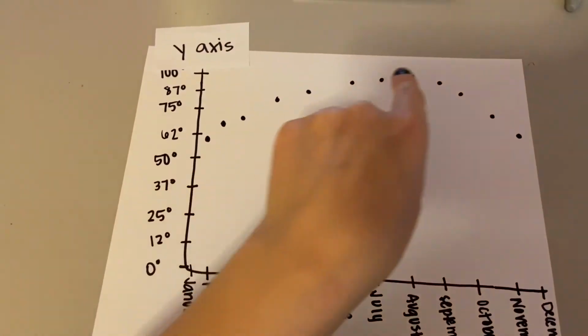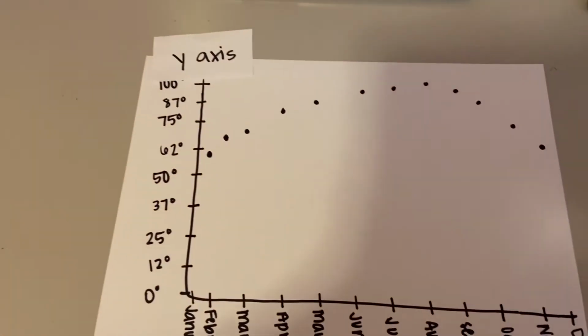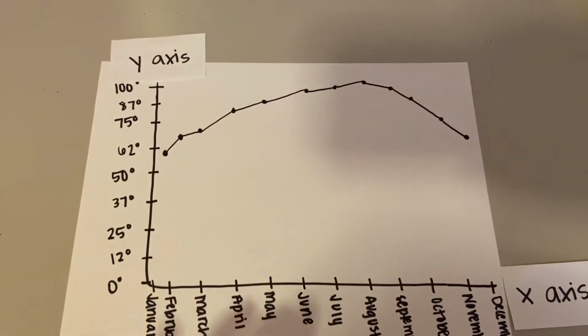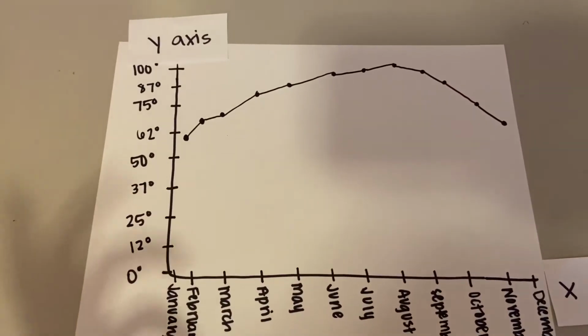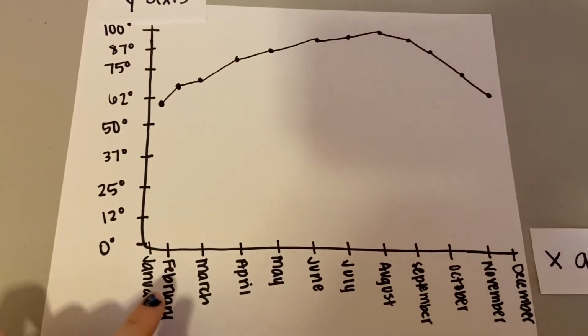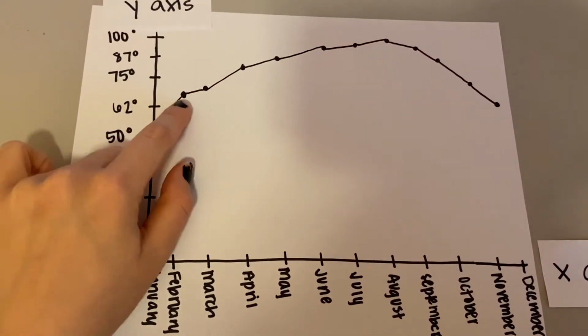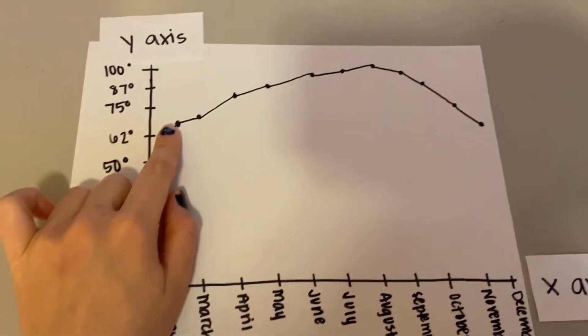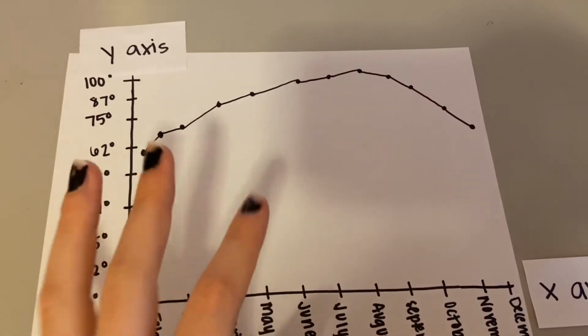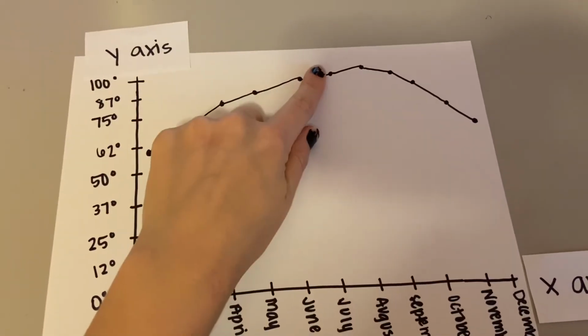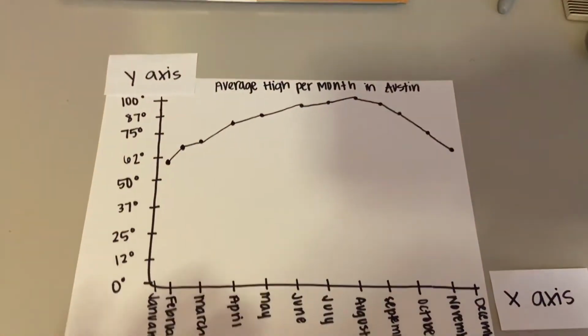Once I have all my plot points on here, I'm going to connect these using straight lines. So now you should have something like this. What this is representing, instead of looking at a table like that, if I wanted to just use my graph, I would come to the month and I would come to the plot point, and then I would see what temperature is about the average high. And so that's what I'm going to put for my title. So here we go, average high per month in Austin.